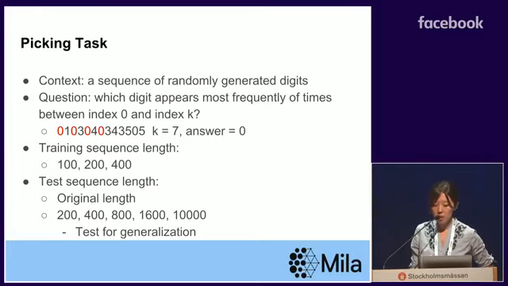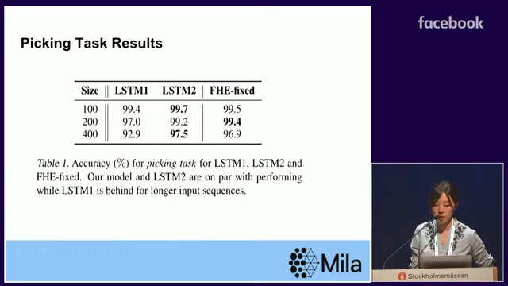So we trained the model on sequence lengths of 100, 200, and 400. We also evaluated on the same sequence lengths as everybody else does. And we also test for one more thing, which is generalization to longer sequences. So we take the model that's trained on a length of 200, and we test it on lengths of 200, 400, 800, and up to 10,000. So this is really much, much longer than what the model was trained on.